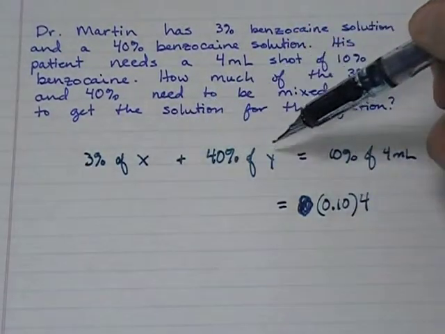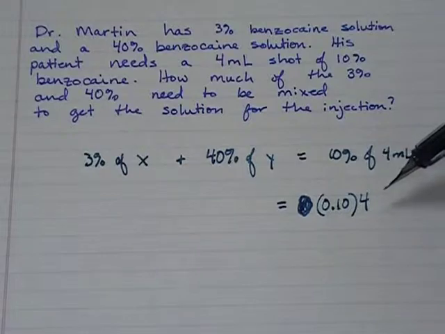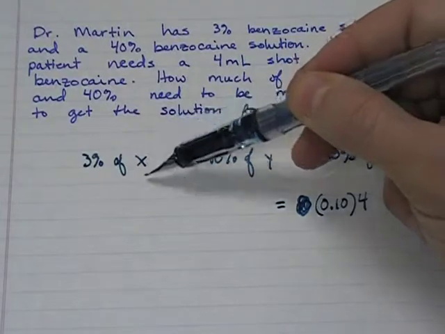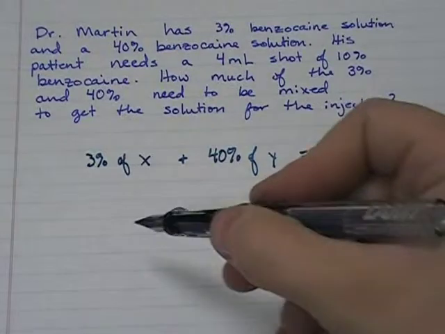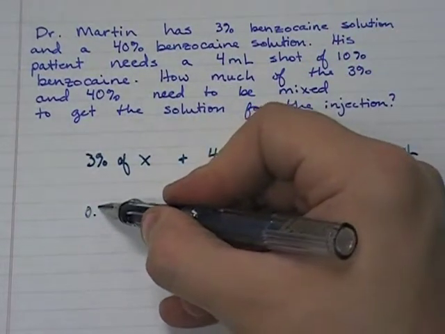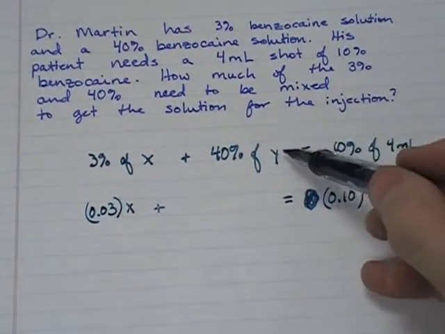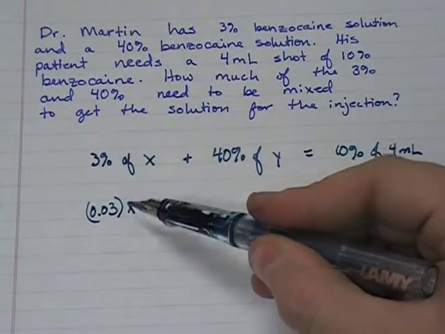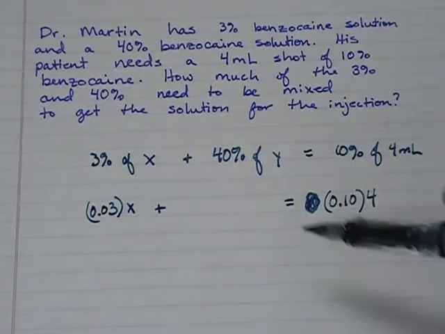Here's the problem here. I have two variables. I can't have two variables. I need one variable. But here's what I know. If I want to end up with a 4 milliliter total solution, then this number and this number have to add up to 4 milliliters. So what I'm going to do is call this X. So 3% of X plus, now, instead of calling this Y, I know that that plus that have to add up to 4 milliliters.